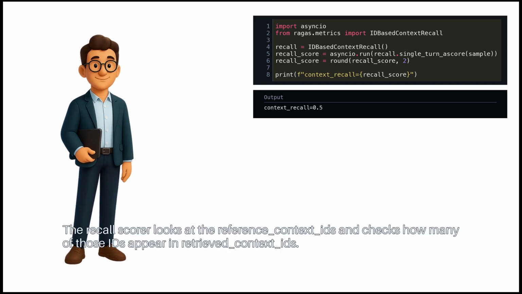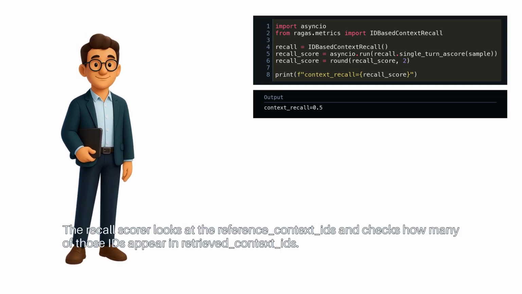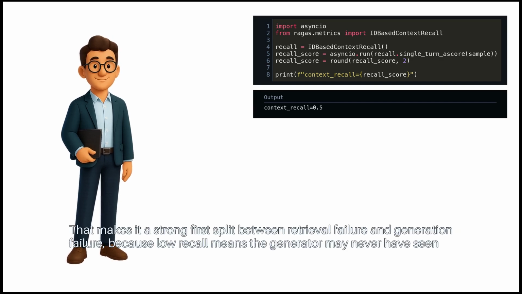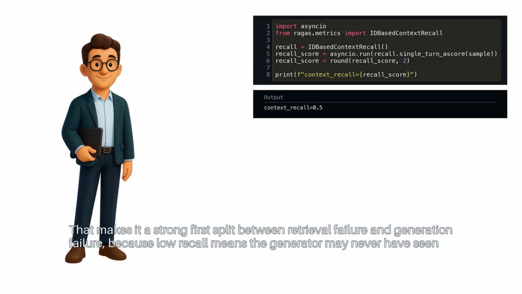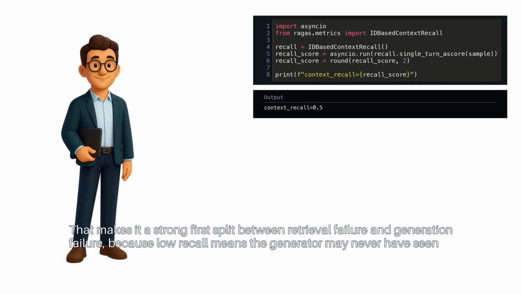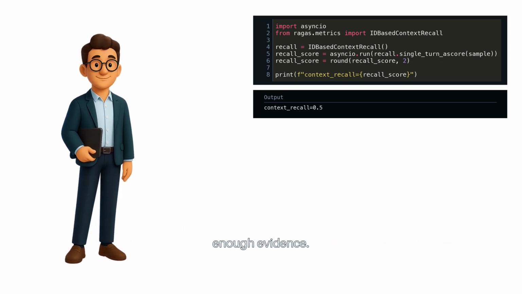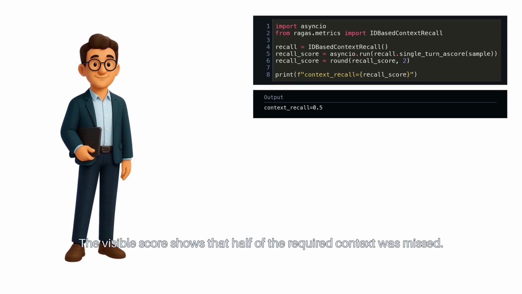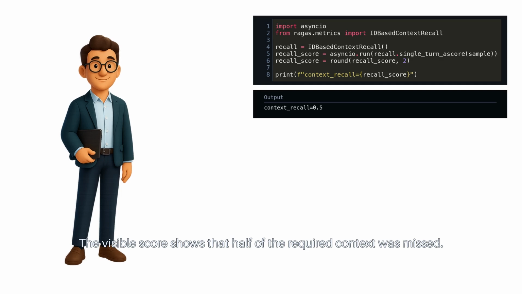The recall scorer looks at the reference context IDs and checks how many of those IDs appear in retrieved context IDs. That makes it a strong first split between retrieval failure and generation failure, because low recall means the generator may never have seen enough evidence. The visible score shows that half of the required context was missed.